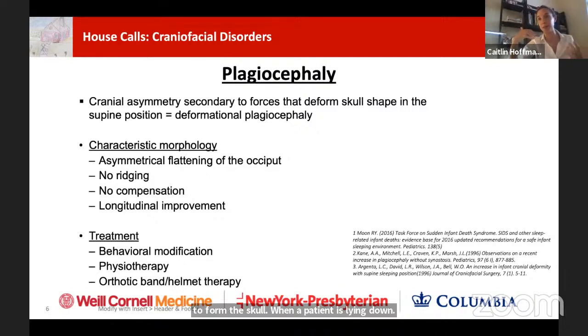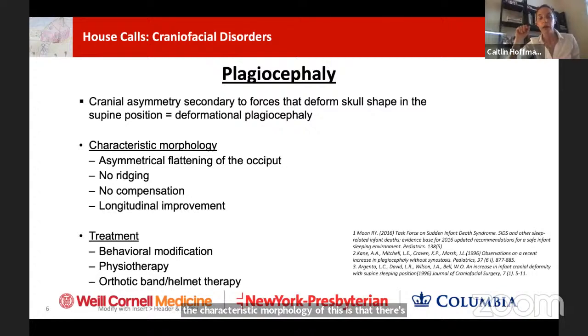These are a lot of fancy words describing the fact that now that children are put to sleep on their backs, those forces on the back of the head cause molding while a patient's skull is softer and more amenable to response to those forces. So the characteristic morphology of this is that there's an asymmetric flattening of the back of the head, otherwise known as the occiput.